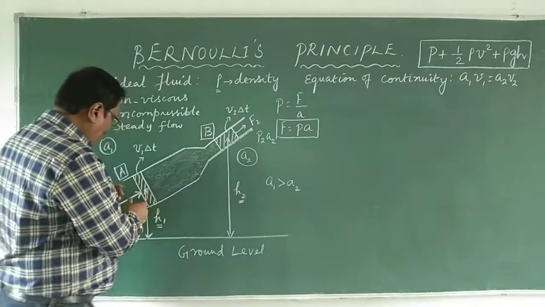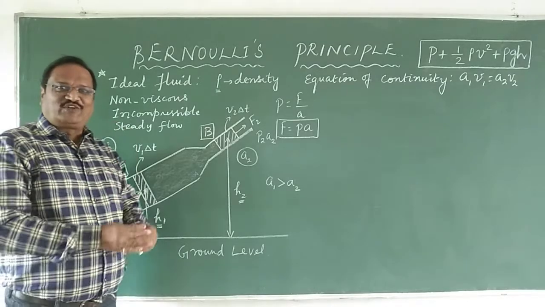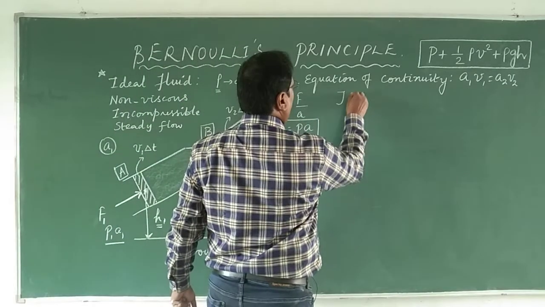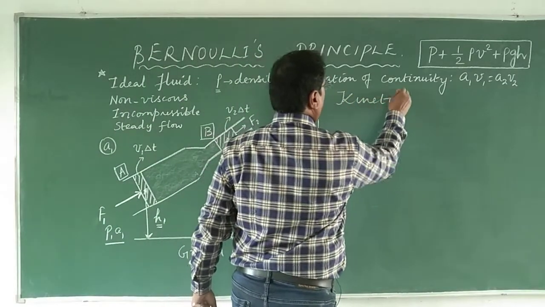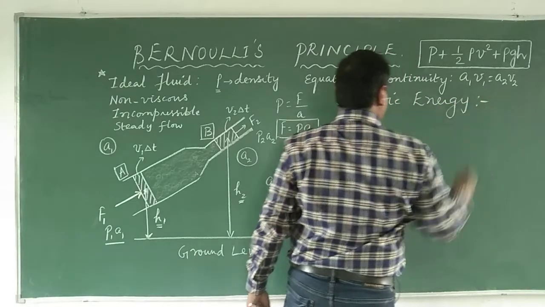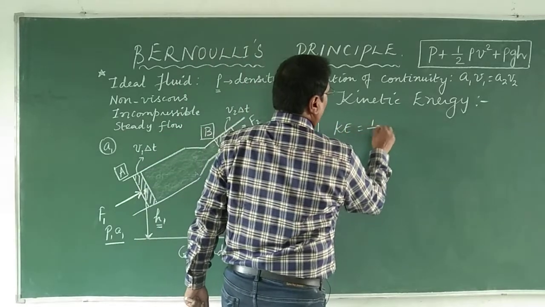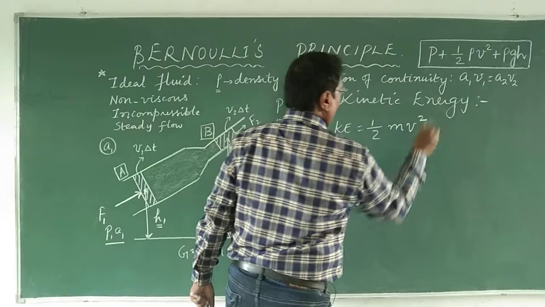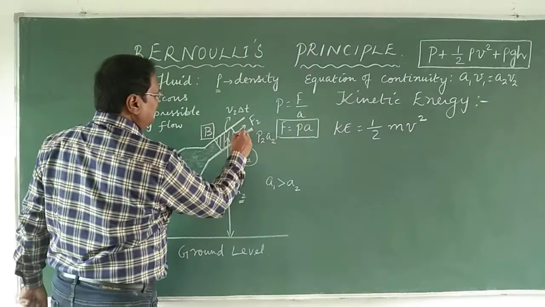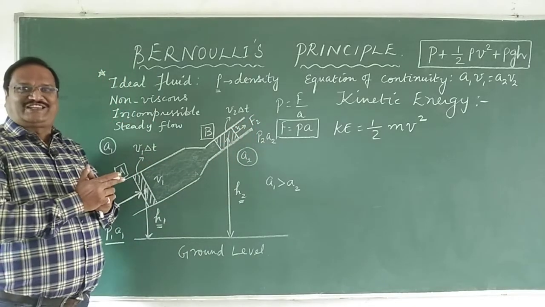I am going to do work now by pushing the liquid from here to here. So what energies will come into play? When I push an object, kinetic energy will come. So we will first study kinetic energy. Now what is the formula for kinetic energy? Kinetic energy is equal to half mv square. Velocity at this end is v1 and velocity at this end is v2. Now what is the difference in kinetic energy?